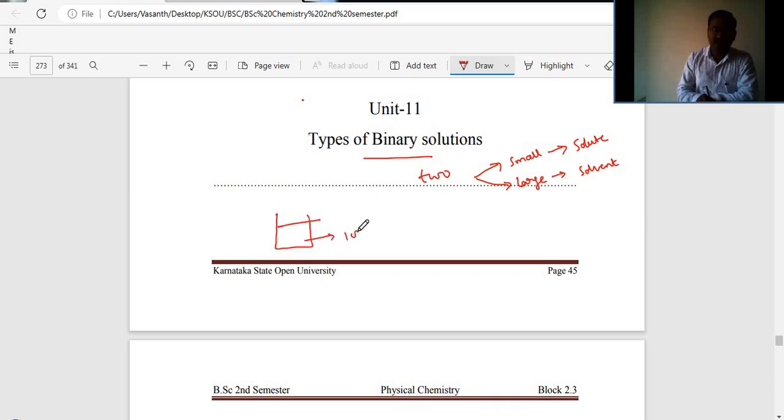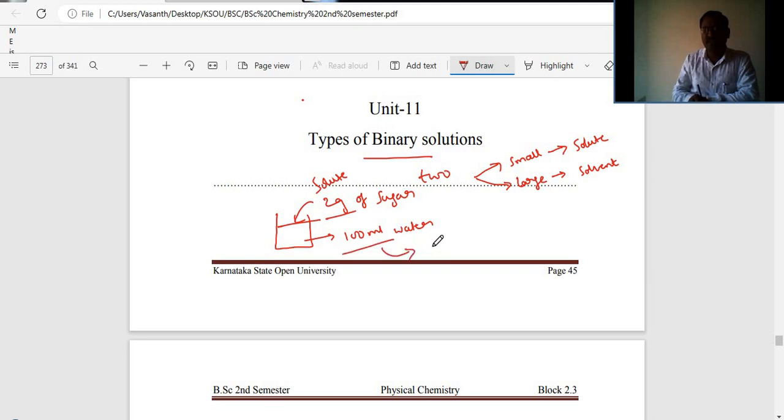Consider here 100 ml of water taken in a beaker. Add 2 gram of sugar into that water. The formation of a homogeneous solution is called what? Binary solution. Here 2 gram is the small amount, hence that is called what? Solute. Here 100 ml is the large amount, that is called what? Solvent.